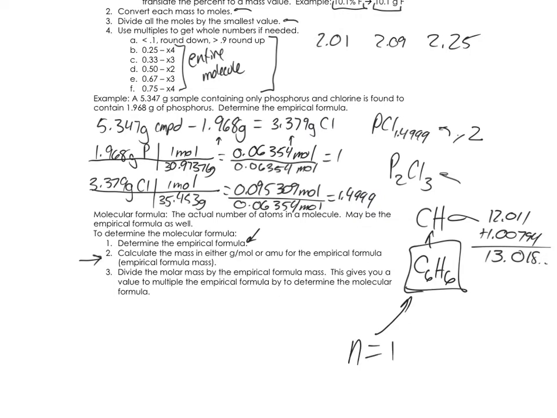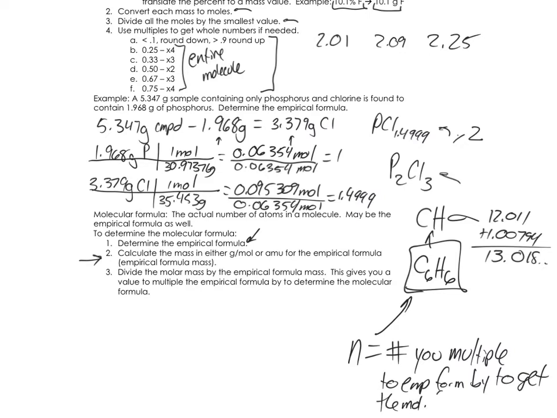N is the number you multiply the empirical formula by to get the molecular formula. So this should be a whole number. If it's not close, like within 0.1 of a whole number, you messed up. Check your math. So let's do a calculation with this that involves some percents as well.